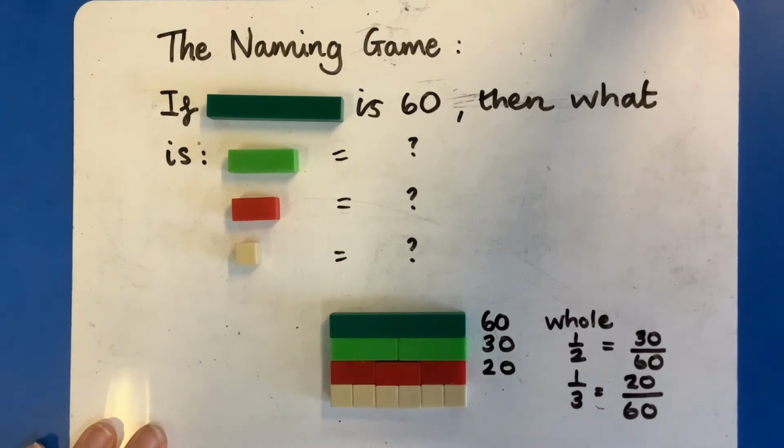60ths. And then here I've got 1, 2, 3, 4, 5, 6 sixths. What's 60 divided by 6? 10, 20, 30, 40, 50, 60. So each one of these is worth 10. 10 60ths.